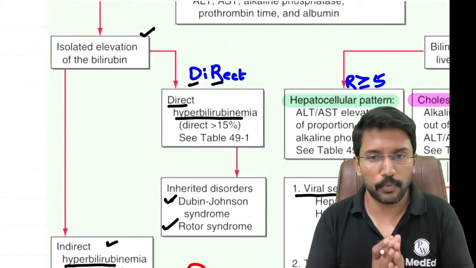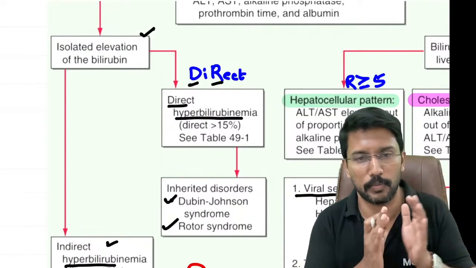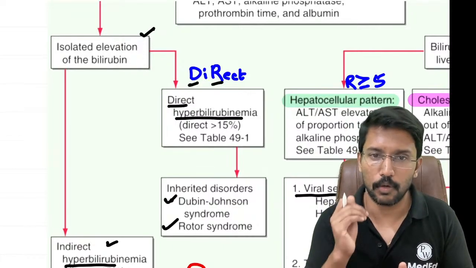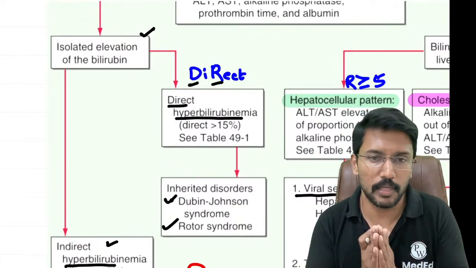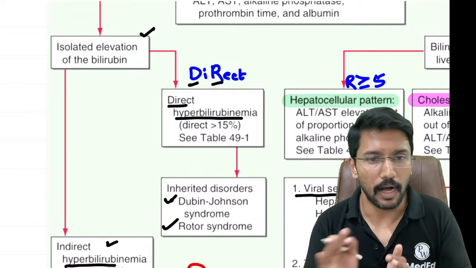So in that case, what is our approach? See whether it is direct predominant hyperbilirubinemia or indirect hyperbilirubinemia. Out of the total bilirubin, if more than 15% is direct, we call it direct hyperbilirubinemia, and in that case it is Dubin-Johnson or Rotor, direct, DR.